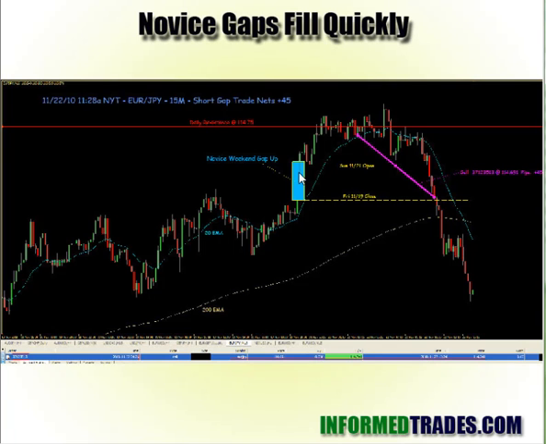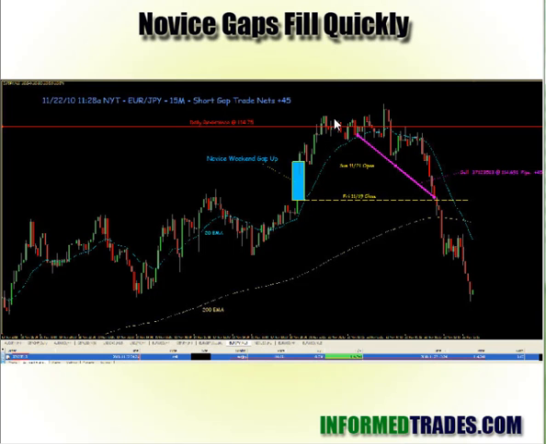Then on Sunday, we see the price opened higher. So this is a novice gap. When the market's trending up and the price gaps in the direction of the trend, that's a novice gap. Those gaps you want to expect to fill quickly. Basically, the idea here is that there are people chasing. A novice speculator is chasing momentum here, or is being emotional.